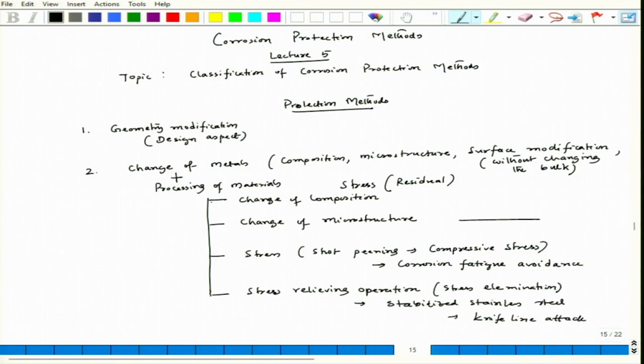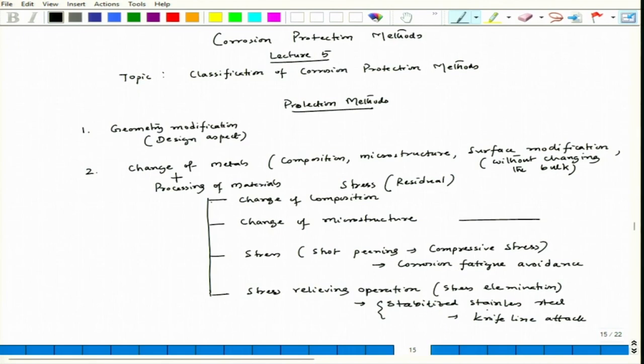Okay. Stress relieving operation is important because it reduces the stress factor and we can have a good amount of corrosion protection, but depending on the material we have to be careful. So, one such careful point is stabilized stainless steel heat treatment. Okay. So, we will talk about that as well as we talk about the stress relieving operation and its influence on the corrosion protection. Fine.